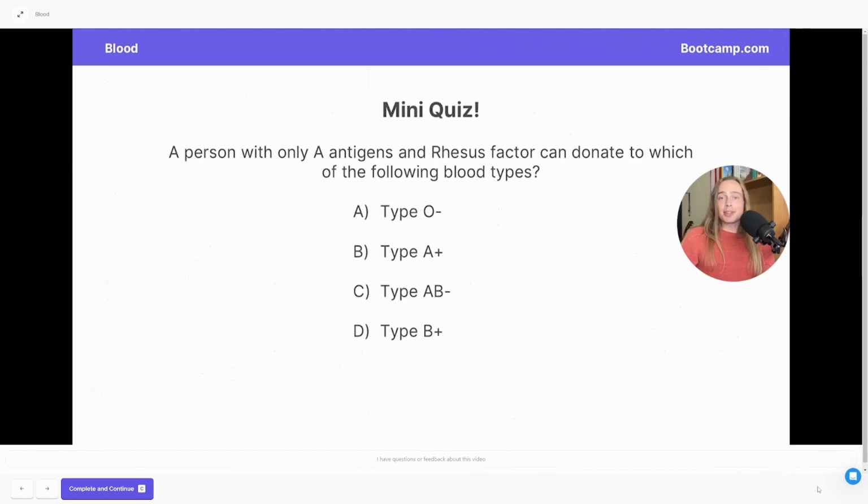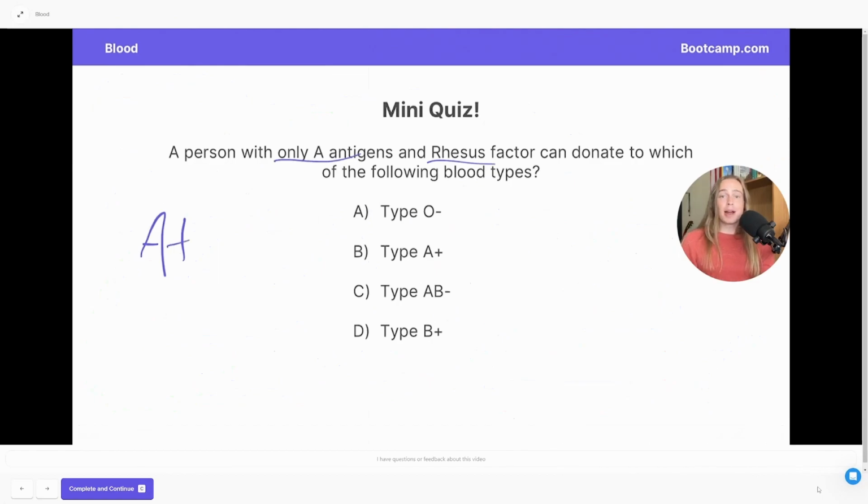So now that we've finished with the lesson, let's go ahead and do a mini quiz. A person with only A antigens and rhesus factor can donate to which of the following blood types? So right from the start, we should recognize that this is a person who only has A antigens and rhesus factor, meaning that this person has type A positive blood.